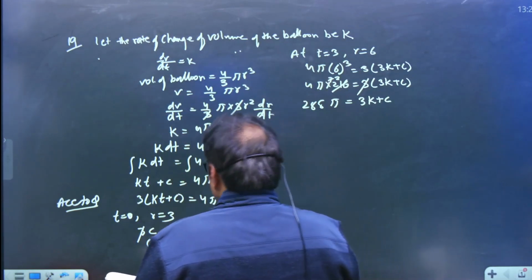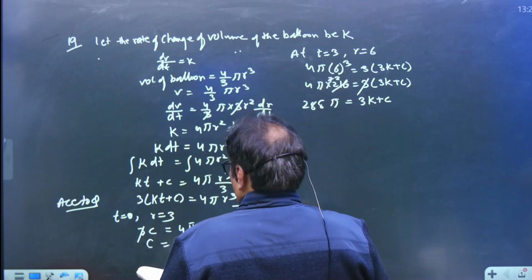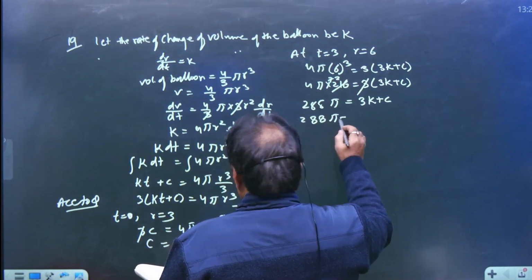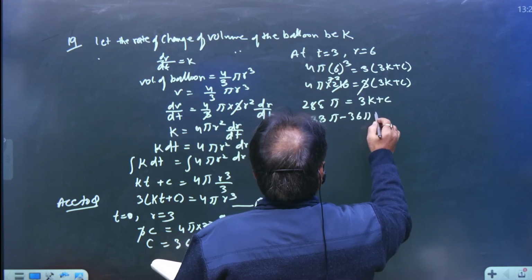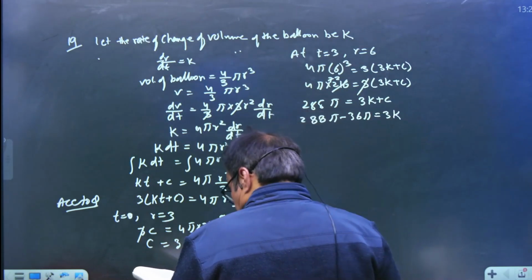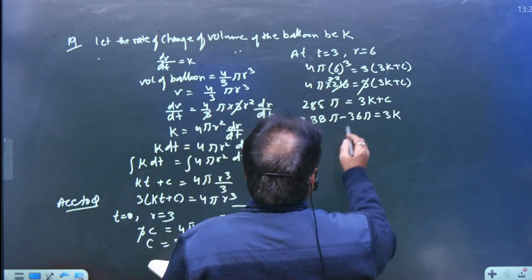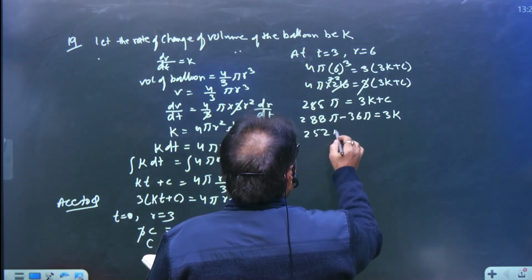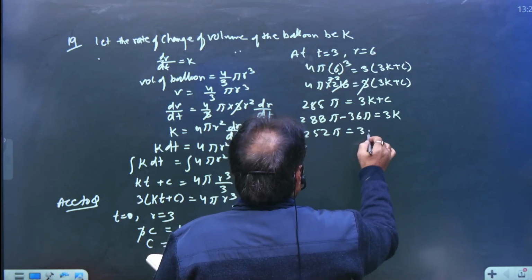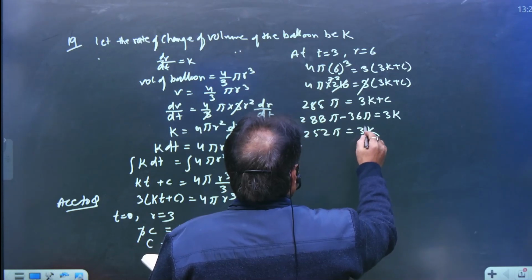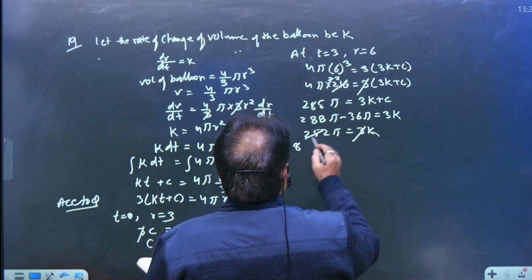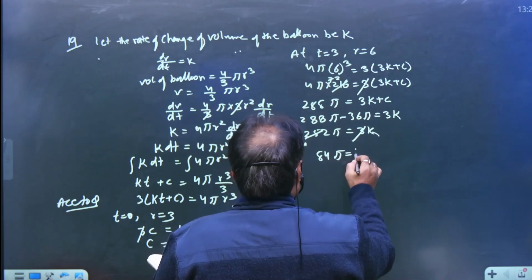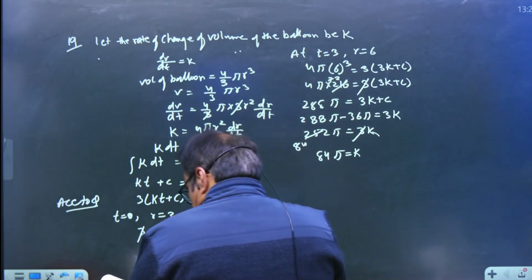And the value of c is 36 pi. So 288 pi minus 36 pi is equal to 3k. So 8 minus 6 is 2, and 8 minus 3 is 5, so 252 pi is equal to 3k. So this will cancel out, 3 8s are 24, 3 4s are 12. So 84 pi is equal to k, right?